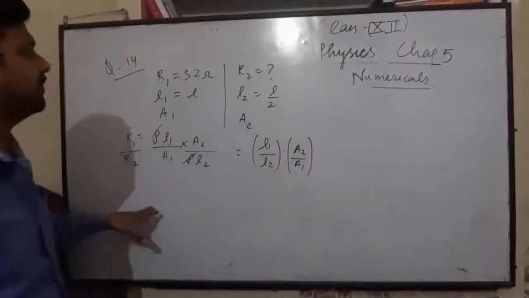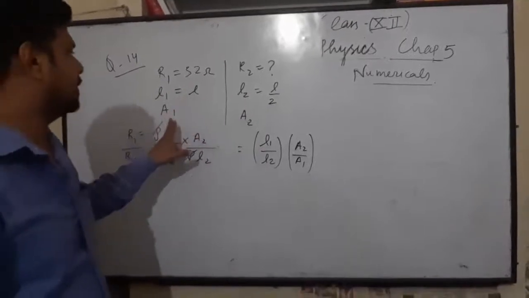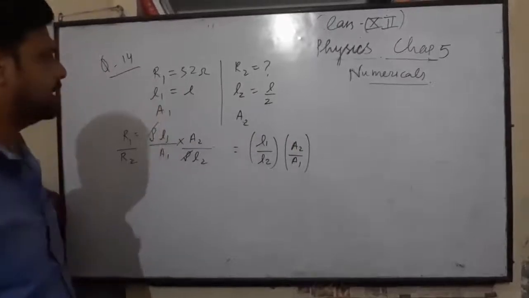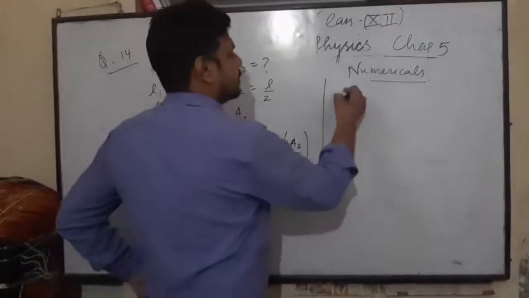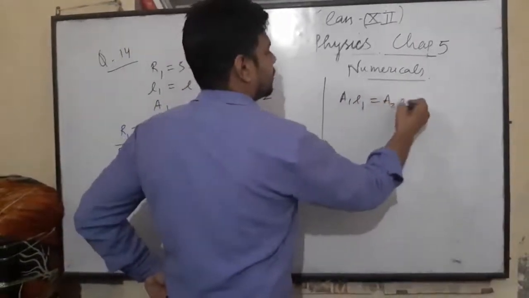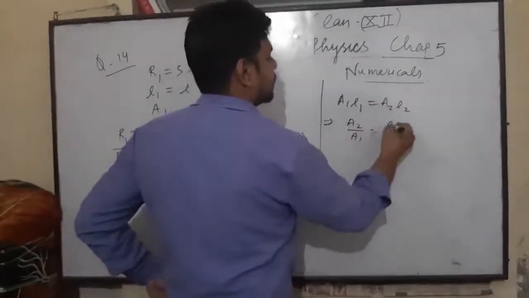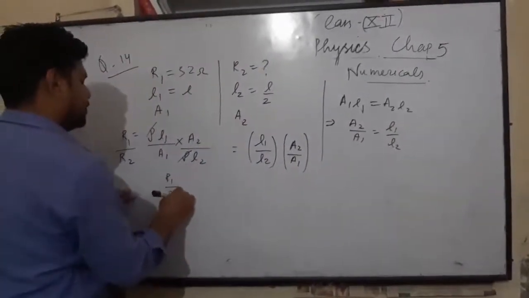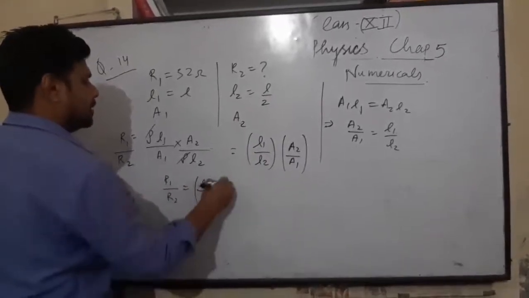Now we have a relation between L1 and L2 in the question, but we don't have any relation between cross-section areas A2 and A1. So as we have done in question number 13, we will equate the volume of the wire, A1 L1 equals A2 L2. So A2 upon A1 is equal to L1 upon L2. So R1 over R2 is equal to L1 over L2 whole square.